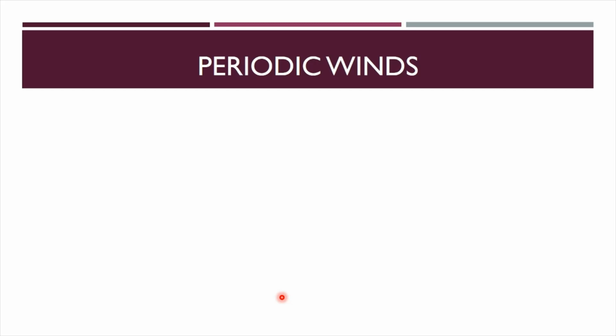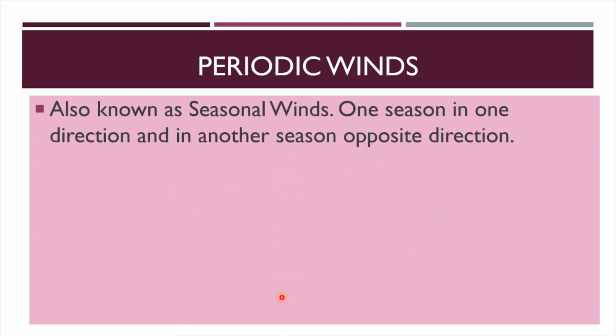Next we learn about periodic winds. Do you remember, I gave you the types of winds. Permanent winds we learned up to this. The next one is periodic winds. Periodic winds are also known as seasonal winds. In one direction, it will be blowing in one season, but it will be in the opposite direction in another season. So seasonally it will be changing its direction, but permanent wind will not change its direction. It has a definite direction throughout the year. That is the comparison between permanent wind and periodic wind.